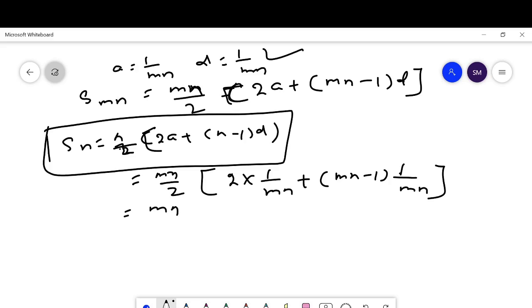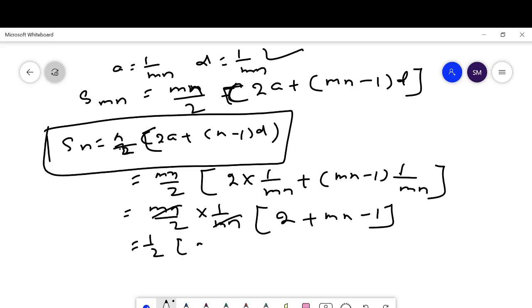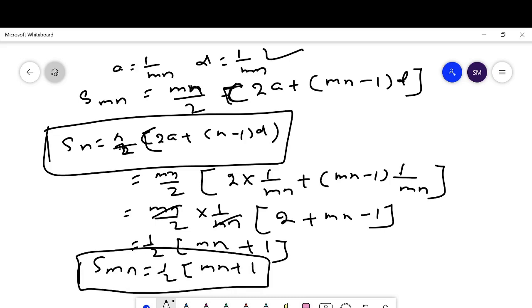Then this is mn upon 2 into 1 upon mn taking common. This is 2 plus mn minus 1. Mn cancels. This is 1 upon 2 into mn plus 1. Then here we get S of mn is equal to half of mn plus 1. Hence proved. The question is asked to show that S of mn is equal to half of mn plus 1.